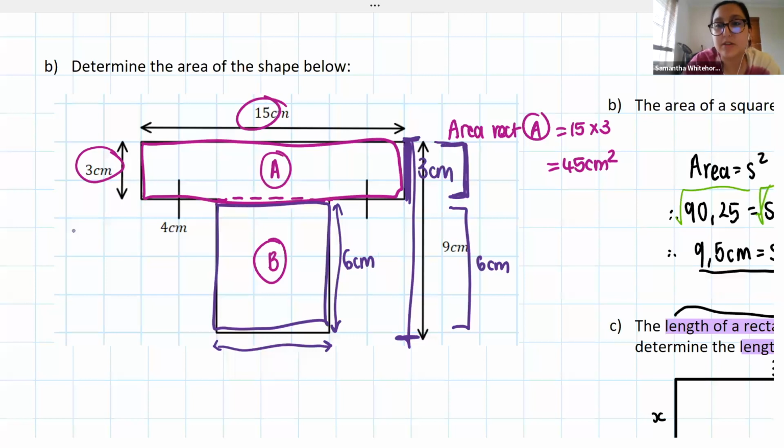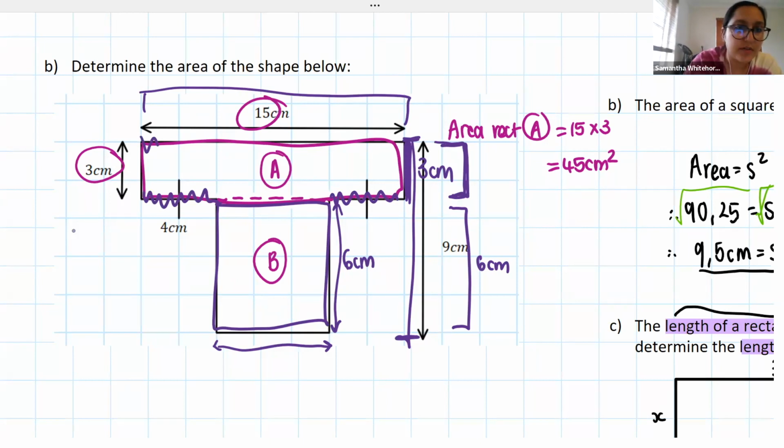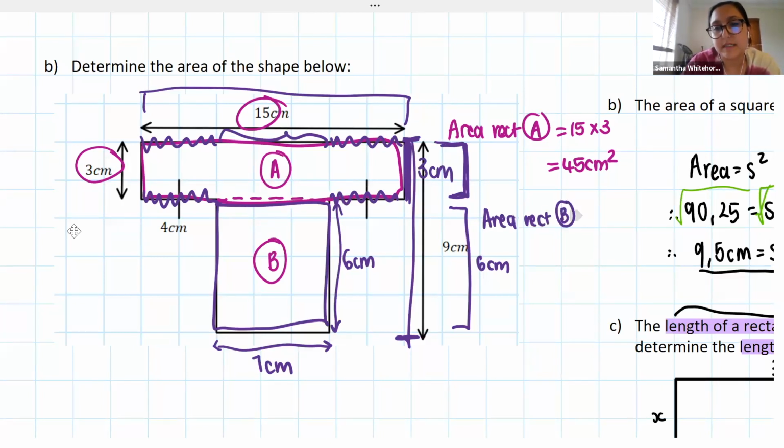I'm going to do a very similar thing for the width. I know that the whole width of the T is 15. I know that I've got 4 centimeters on either side. And so if I've already got 4 centimeters and 4 centimeters, what remains in the middle is 7 centimeters. And so the area of my second rectangle is then 7 by 6 centimeters, which is 42 centimeters squared.